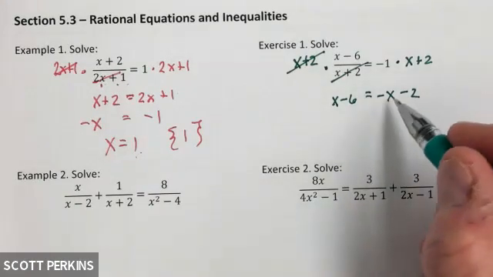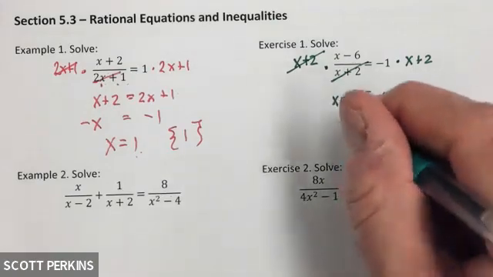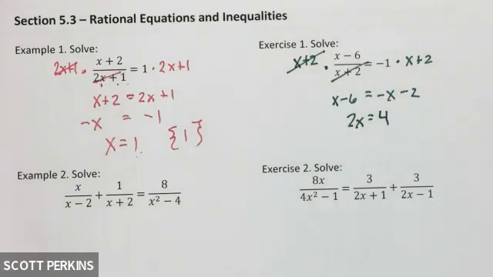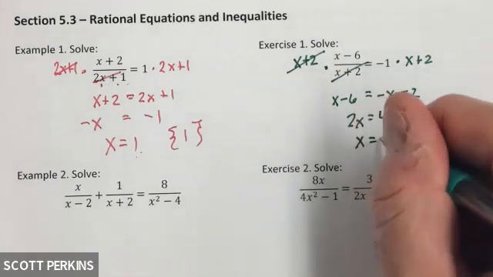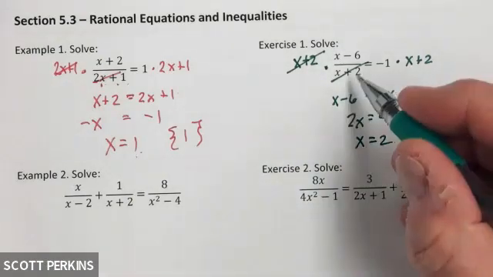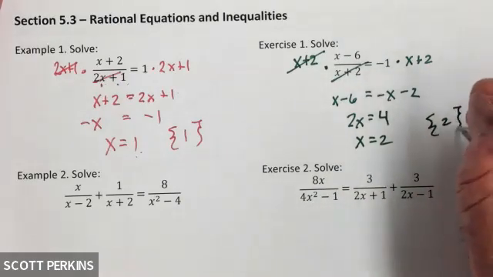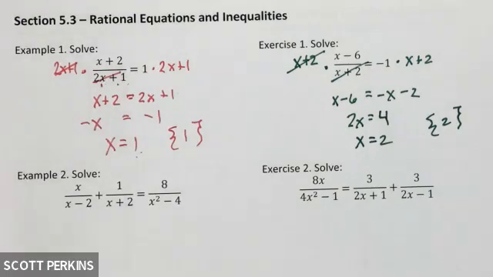Okay, I'm going to put my x's on the same side, so I'm going to add x and get 2x on the left. I'm going to add the 6 and get 4 on the right. Divide both sides by 2, and I get the x value 2. When I put that into my denominator, 2 plus 2 is 4, so that works out great. There is my solution. Solution set is the set with 2 in it.